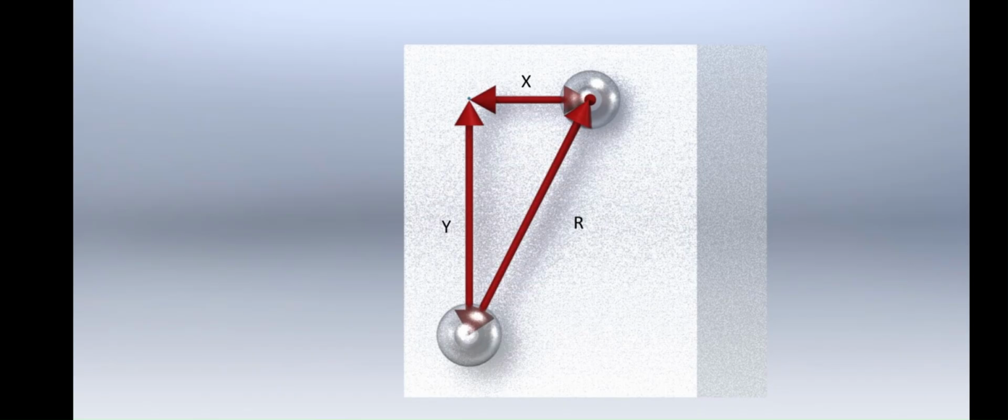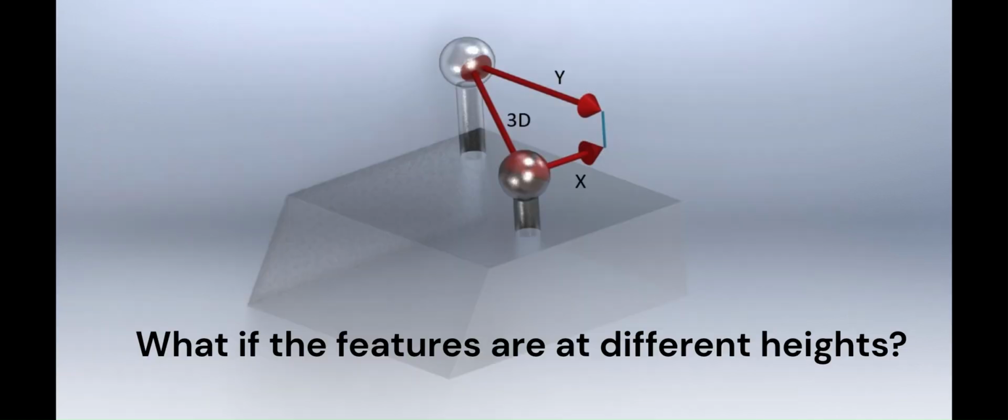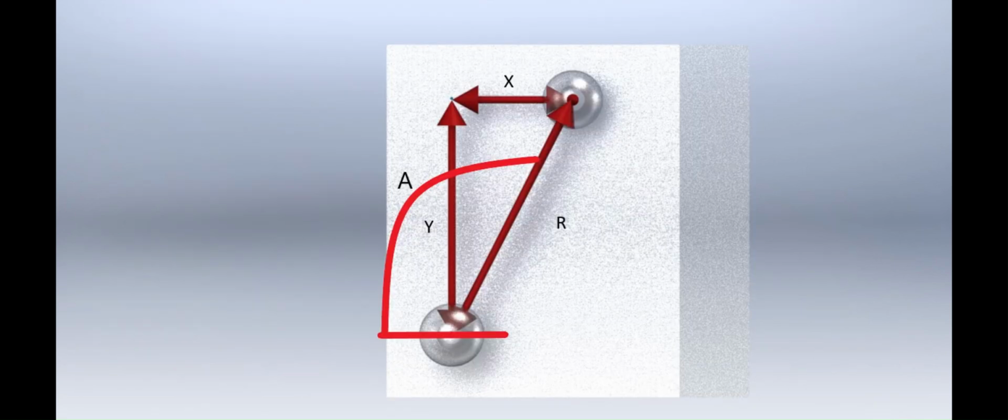Checking the X, Y, and R boxes gives you the distance along the X-axis, the distance along the Y-axis, and the radial distance. Checking the X, Y, and 3D boxes gives you the distance along the X-axis, the distance along the Y-axis, and the 3D distance. Checking the X, Y, R, and A boxes gives you the distance along the X-axis, the distance along the Y-axis, the radial distance, and the angular distance.